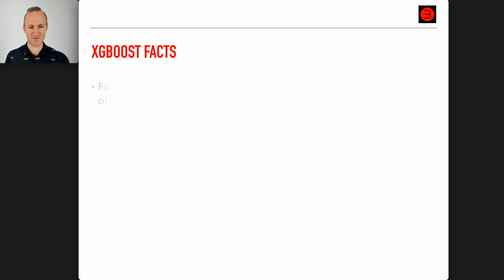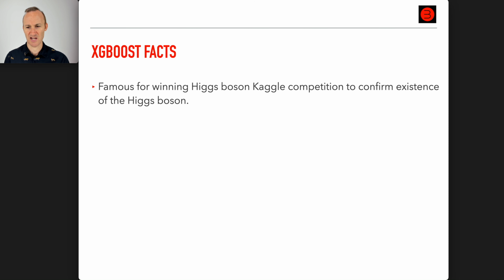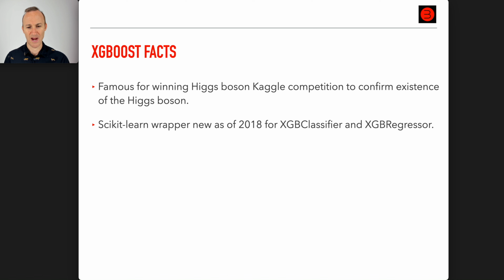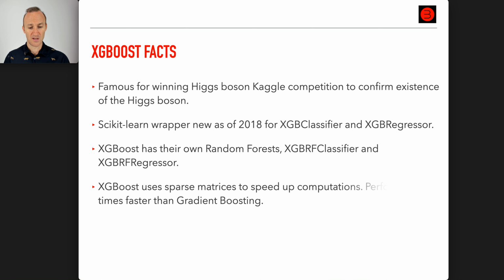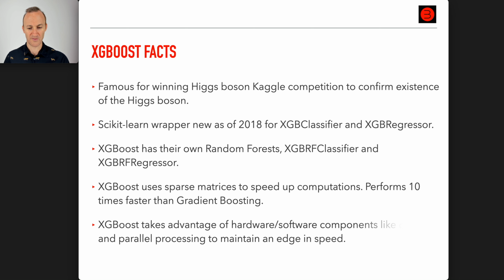So what are some facts about XGBoost? It's famous for winning the Higgs boson Kaggle competition to confirm the existence of the Higgs boson, also known as the God particle, to confirm the standard model of physics. There is a Scikit-learn wrapper, new as of 2018, for the XGBClassifier and XGBRegressor. That's what we have been using. XGBoost has their own random forest, the XGBRFClassifier and XGBRFRegressor. Those are getting better over time. XGBoost uses sparse matrices to speed up computations, performing 10 times faster than gradient boosting. Finally, XGBoost takes advantage of hardware and software components like cache and parallel processing to maintain an edge in speed.